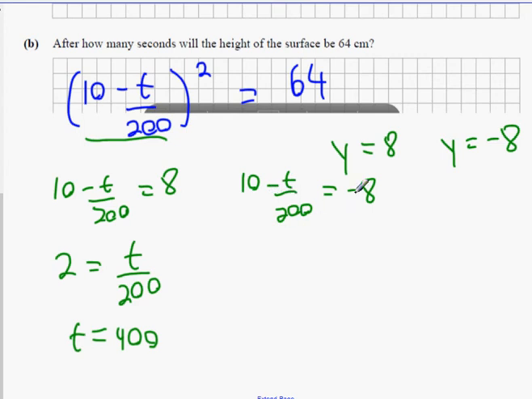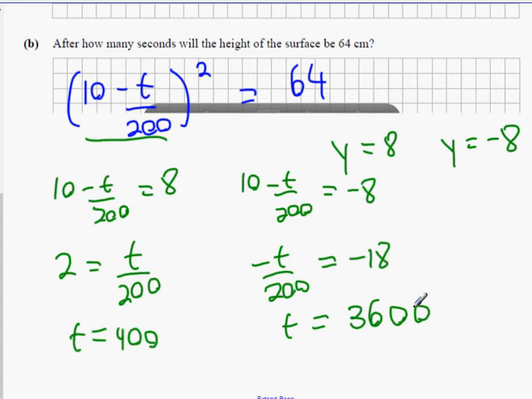And then the other one is, cross multiply, bring the 10 over the other side, we get minus 18 equals minus t over 200. Just forget about the minuses, t equals 3,600. Now 3,600 is 60 minutes, and we know that's banned, so that doesn't count. T equals 400 seconds is your answer. Cool with that?